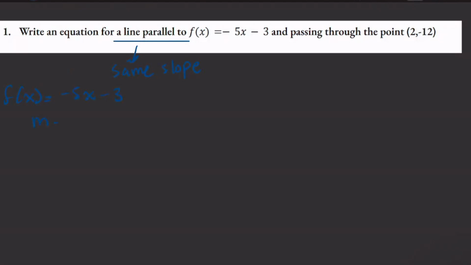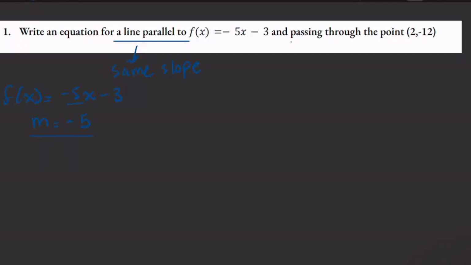What is the slope right here? Negative 5. In a linear function, the slope is always what's being multiplied to the x. So from this function, all I care about is the slope. So here, m is negative 5. So I will be using this right here.